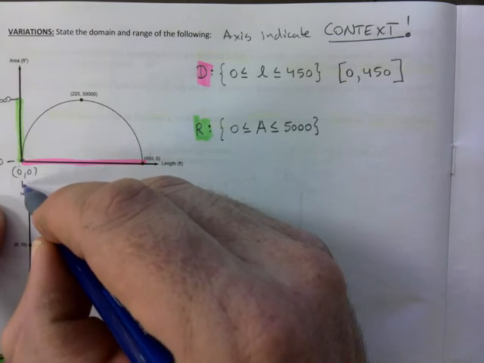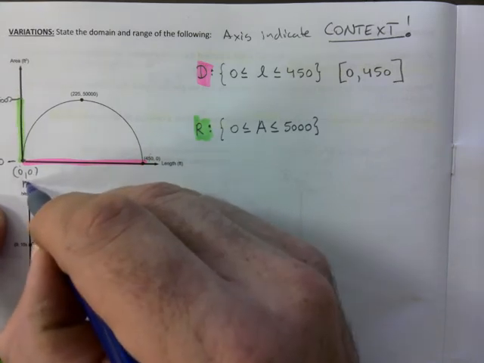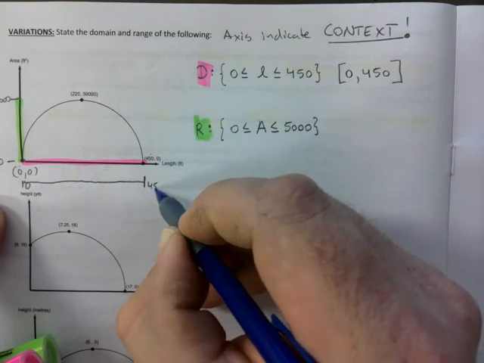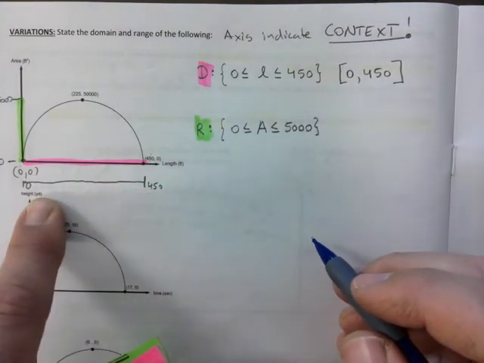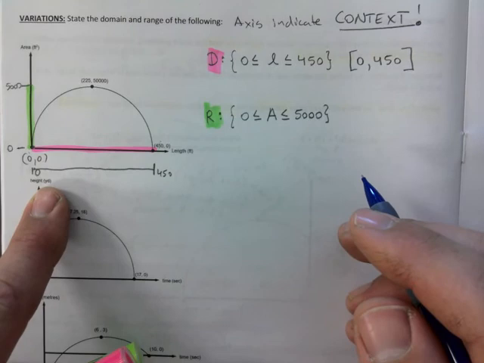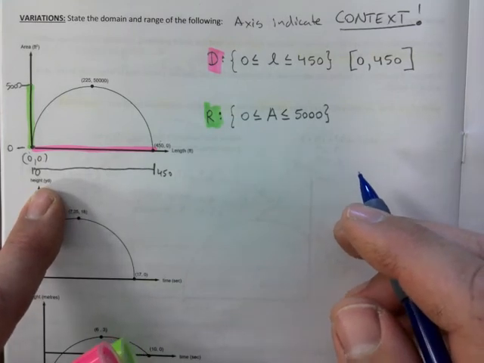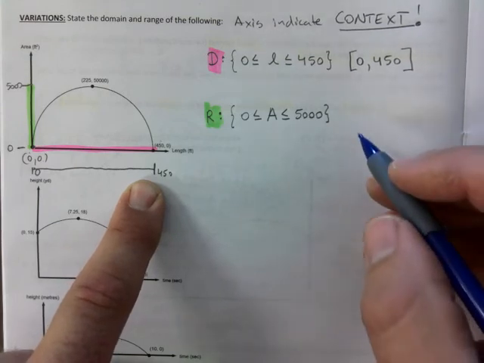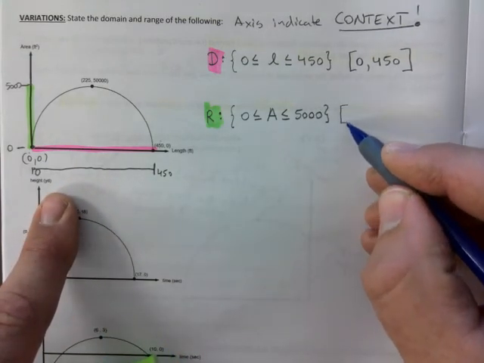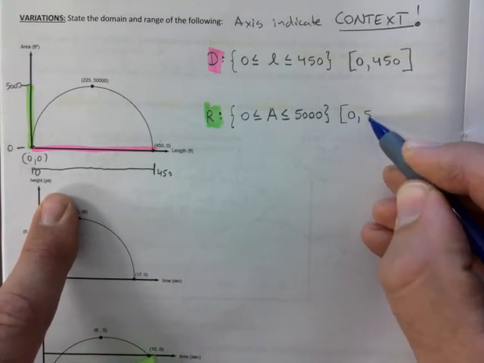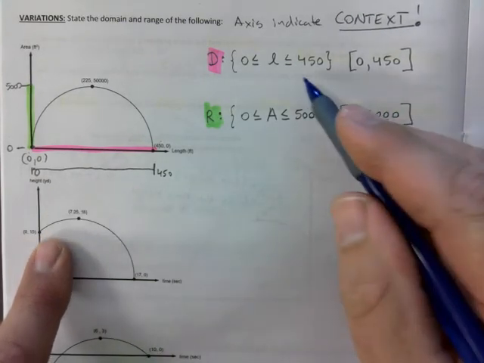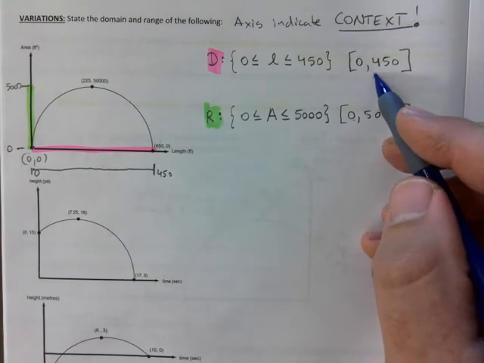And this goes from 0 here all the way to 450. Okay, 0 to 450. Make sense? Maybe not quite yet, but we'll practice this. This goes from 0 to 5,000, right, for the y value. So this is set notation, this is interval notation.